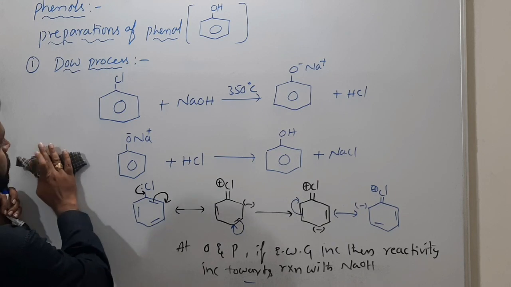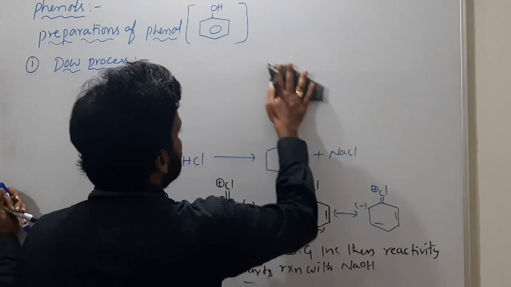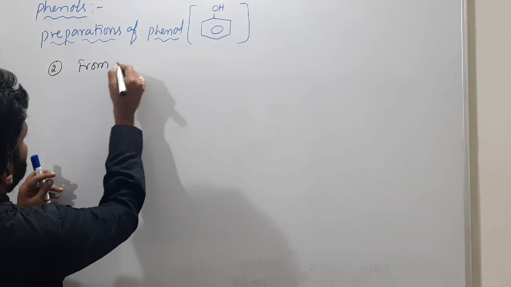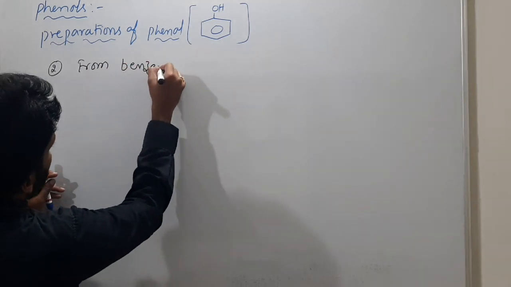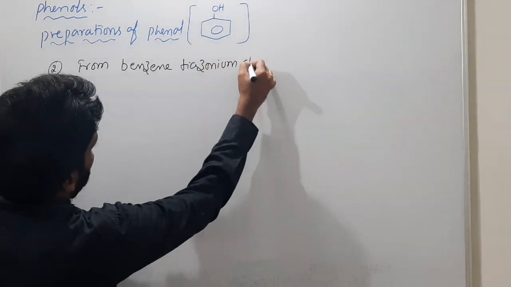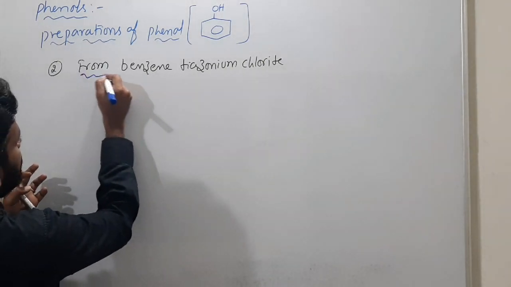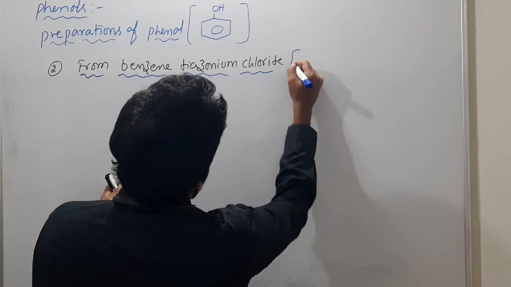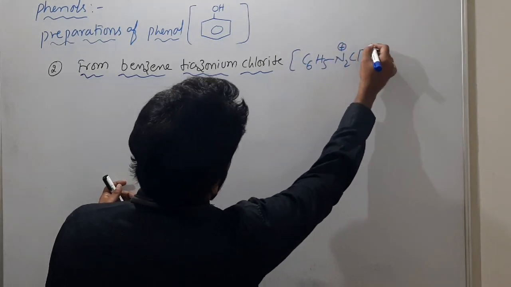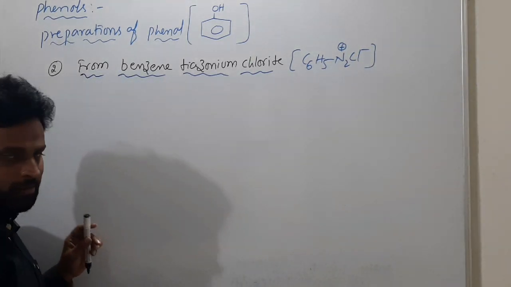This is called the Dow process. Okay. So next we have to discuss the second preparation, that is from benzene diazonium chloride. Do you remember what benzene diazonium chloride is? Benzene diazonium chloride means C6H5N2 plus Cl minus. This is called benzene diazonium chloride. How to prepare this? Do you remember?